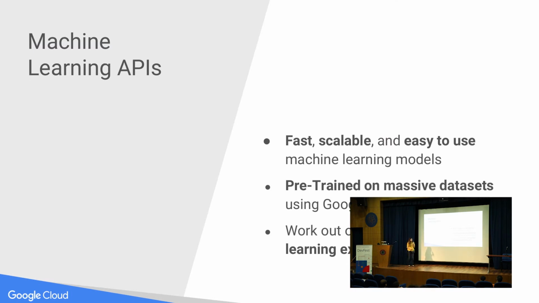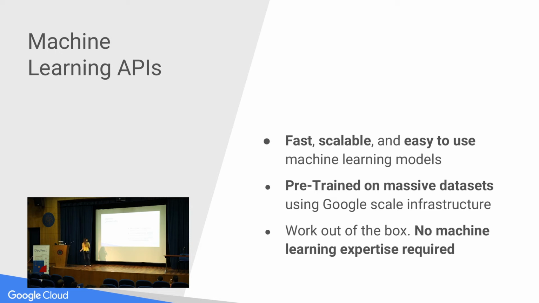So the machine learning APIs are fast, scalable, and very easy to use machine learning models. They are pre-trained, so you don't need to have any additional data fed into our ML APIs. We have massive data sets, and it works out of the box. You do not need to have any machine learning expertise at all. It's just an API call to our ML APIs.